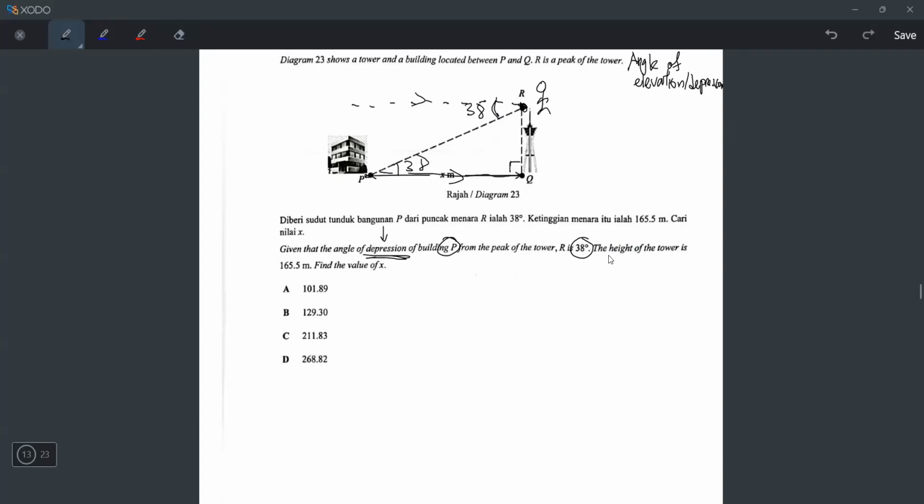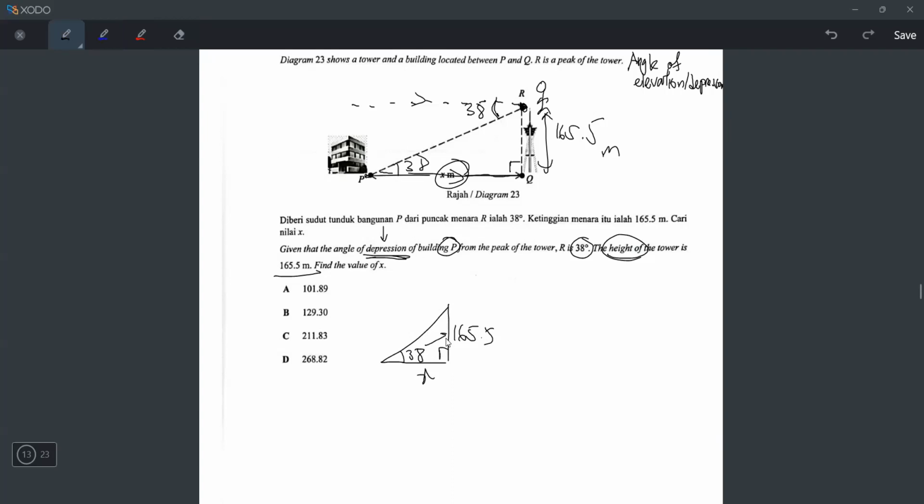Okay, and then they say the height of the tower is 165.5. Oh, this height is 165.5 meters. Find the value of x. Where is x? I think I can use trigonometry to find it. I cannot use Pythagoras theorem. Why? Because for Pythagoras theorem, you need two sides. If you look here, this is 165.5, this is 38, this is x. If I have this length, then I can use Pythagoras theorem. I can take this length squared minus this squared and then square root it. But I don't have this length. So the only way is to use trigo, the Socato.